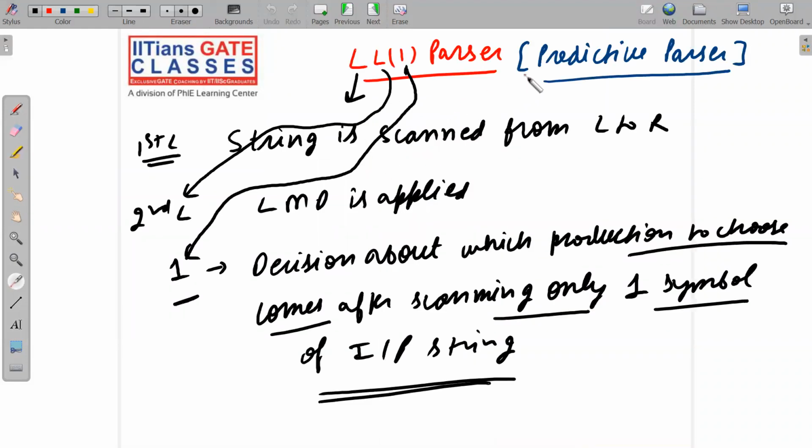And in this lecture, we are going to start LL1 parser. Actually, I have discussed LL1 parser in the previous class also. Okay, so let me just give you a brief recap.